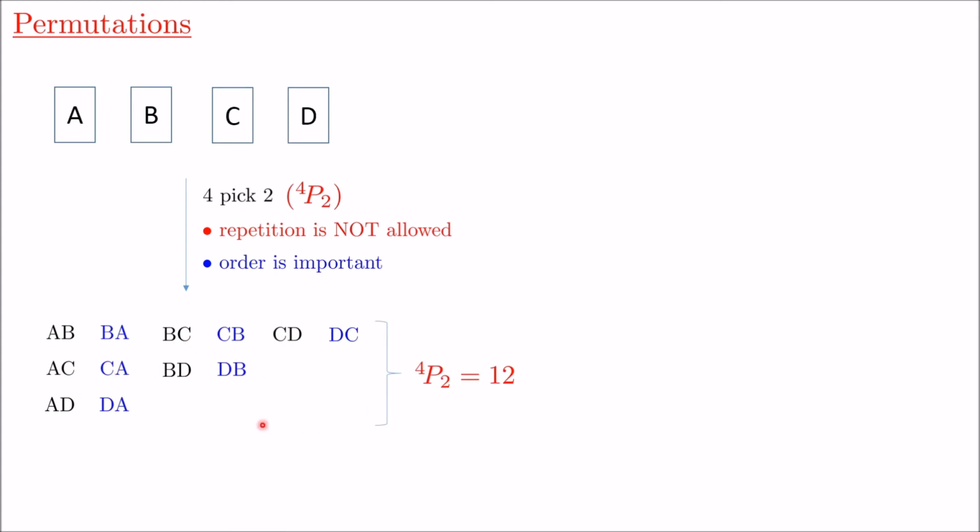Okay, so notice how there's no more to this list. For example, what's not listed is AA. So AA is not possible because you cannot have repetitions now under permutations. So this is the full list, so you can see that for 4 pick 2, the number of ways of going to 4 items and picking 2 of them out is 12.